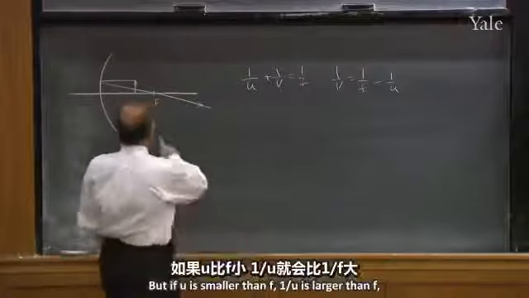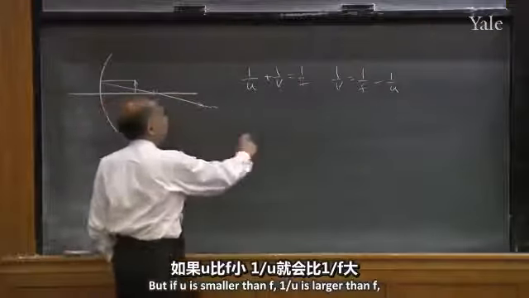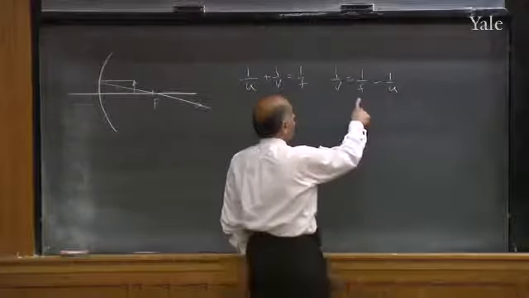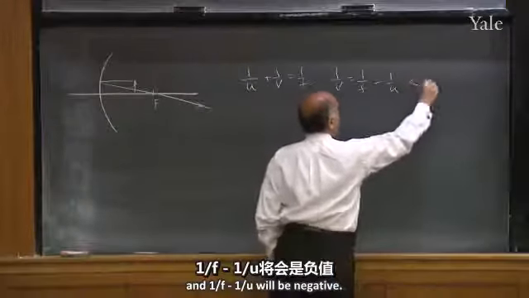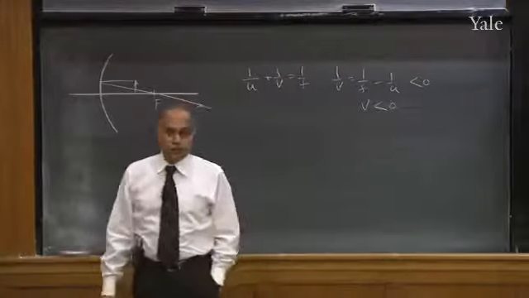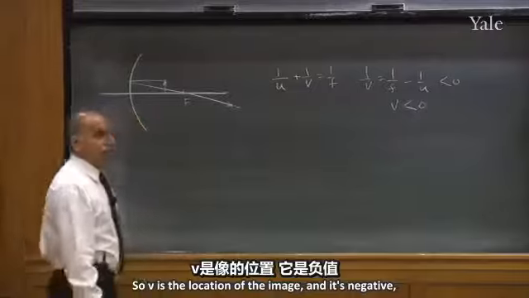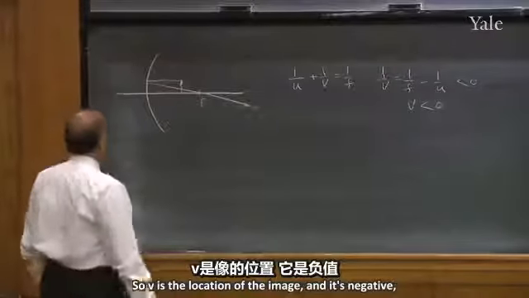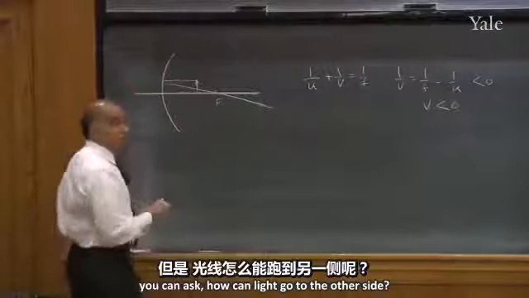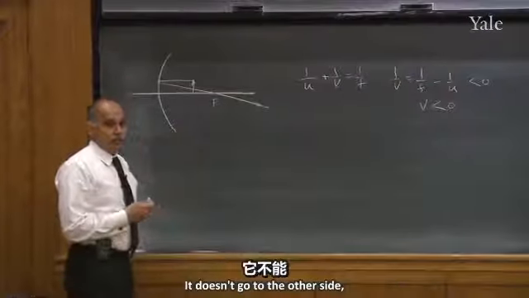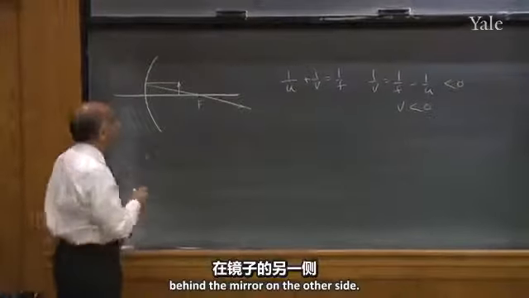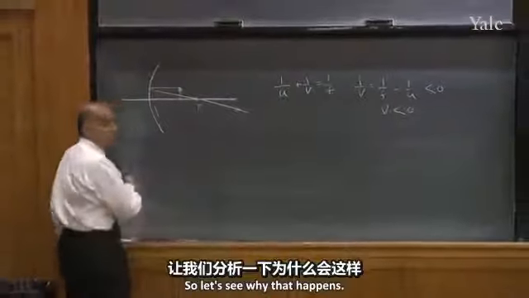But if u is smaller than f, 1 over u is larger than 1 over f, and 1 over f minus 1 over u will be negative. That means v itself will be negative. So v is the location of the image, and it's negative, which means on the other side of the mirror. You can ask, how can light go to the other side? It doesn't go to the other side. But you will see that it looks like something is behind the mirror on the other side. So let's see why that happens.